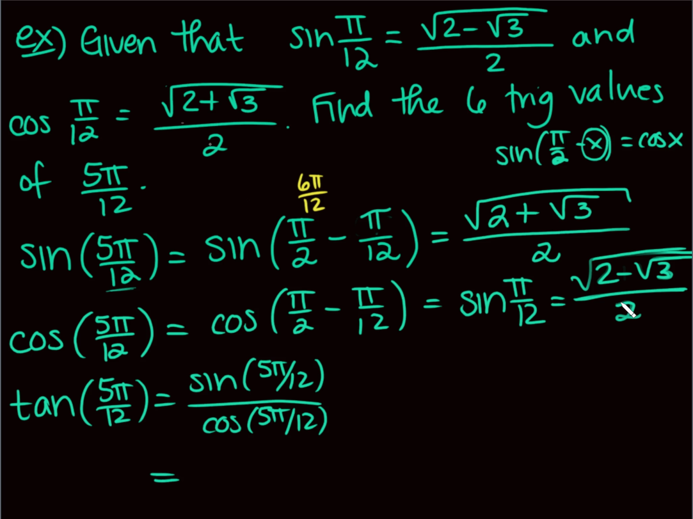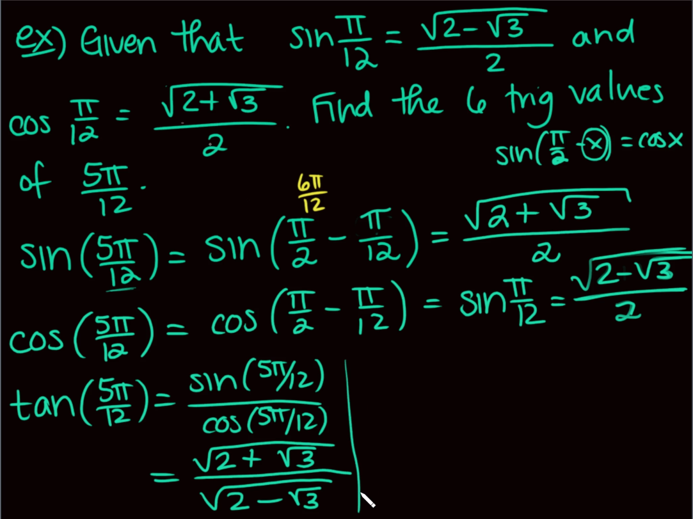So if I do sine over cosine, the 2's cancel. And so for tangent, I would get 2 plus root 3 all over 2 minus root 3. I don't even need a special cofunction for that. I can just use the fact that I know that tangent is sine over cosine.